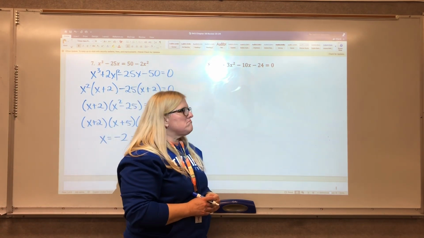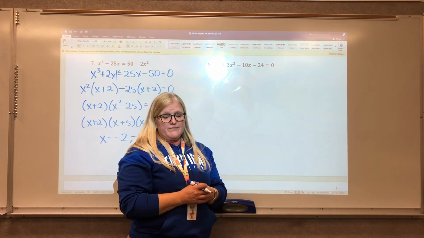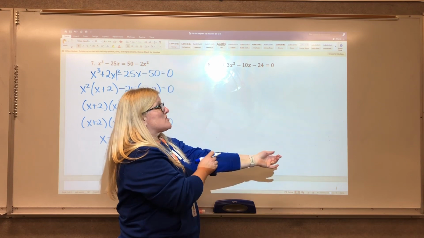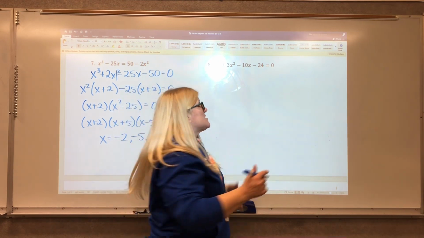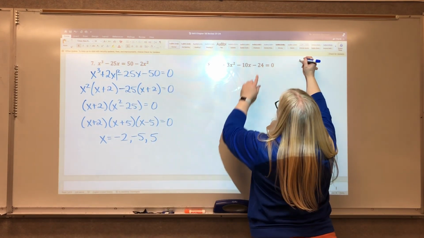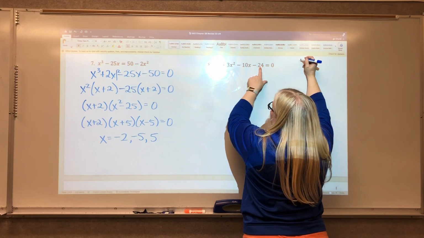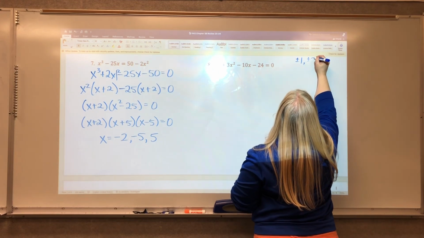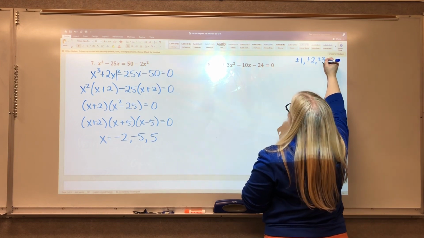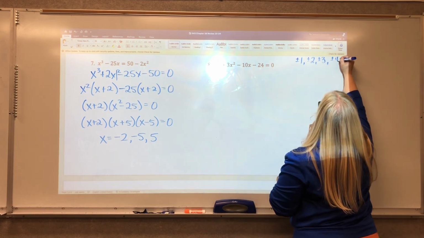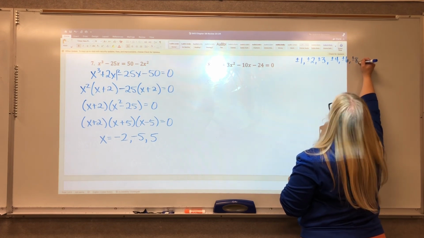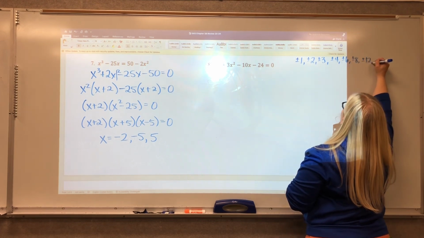This one's a little trickier. You can't use it by grouping. So I'm going to make a list of my possible roots. So factors of 24 over factors of 1. So plus or minus 1, 2, 3, 4, 6, 8, 12, 24.